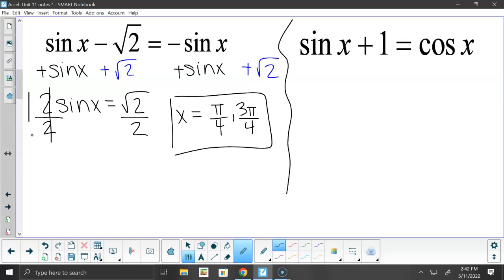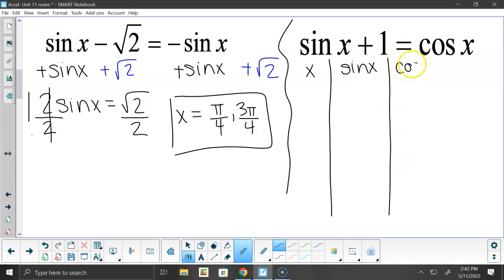All right, so we are going to make a little table. I'll put x here. We'll put sine of x here. We'll do cosine of x here. And then that final column is: is it a solution?